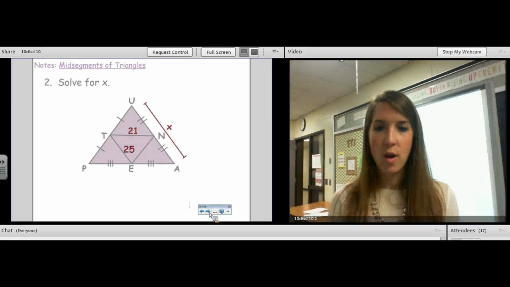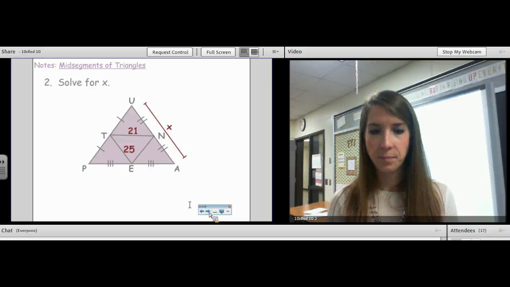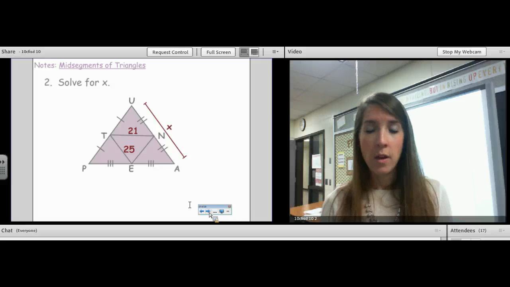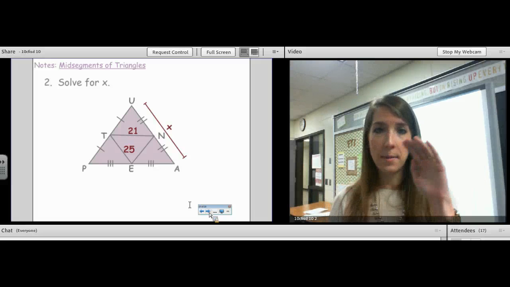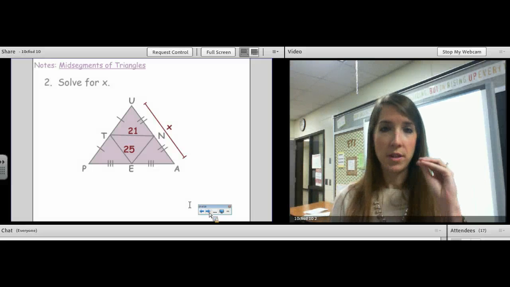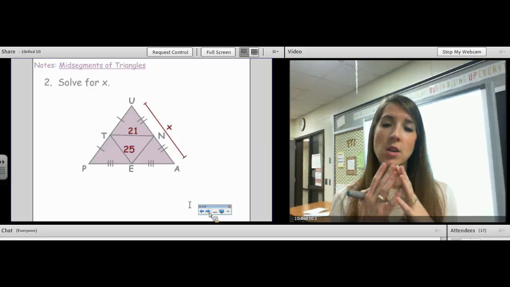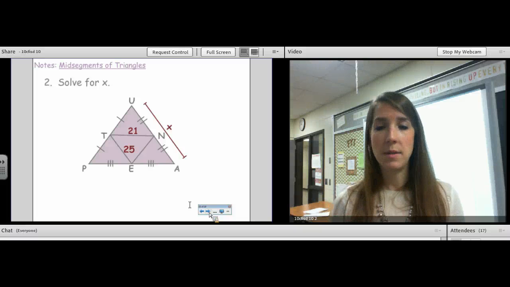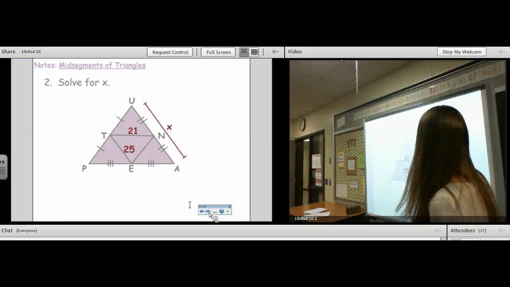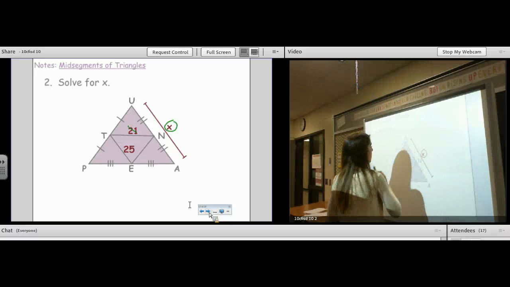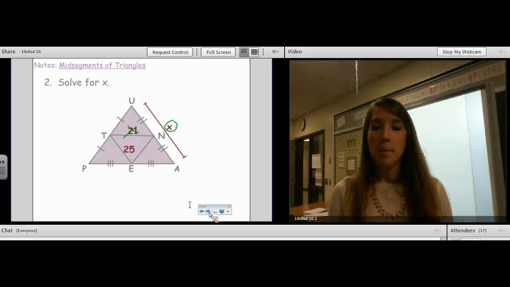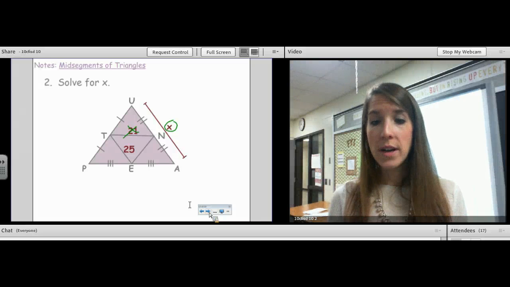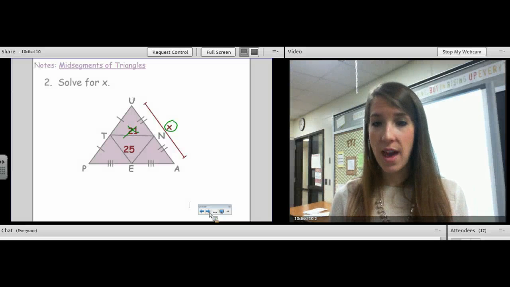Next one, solve for x. Now we haven't done a problem like this before where all three midsegments are drawn in. So remember, there are 3 midsegments, and you want to use the base, or the third side, that's parallel to the midsegment. So if we're trying to find x, 21 is no good to us because that is not the midsegment that goes with x.